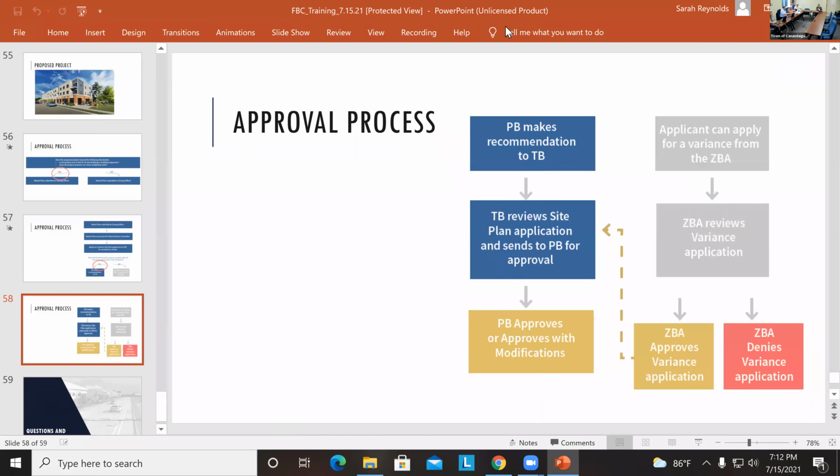I did have some extra printed copies of the PowerPoint. Would you want those, Sarah, in case anyone, or do you not want more paper?